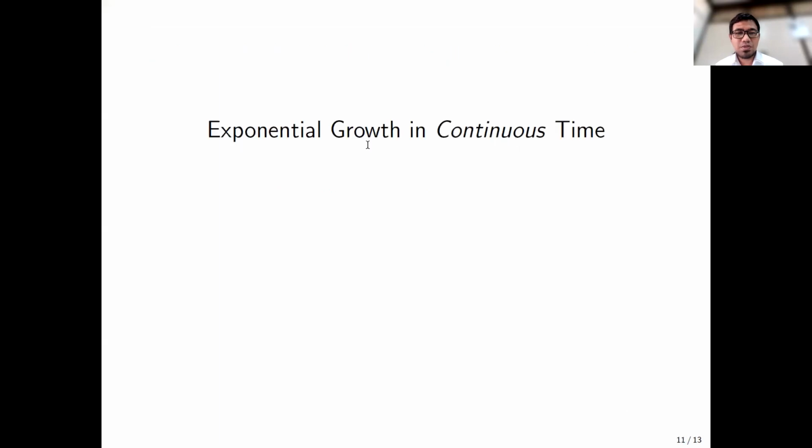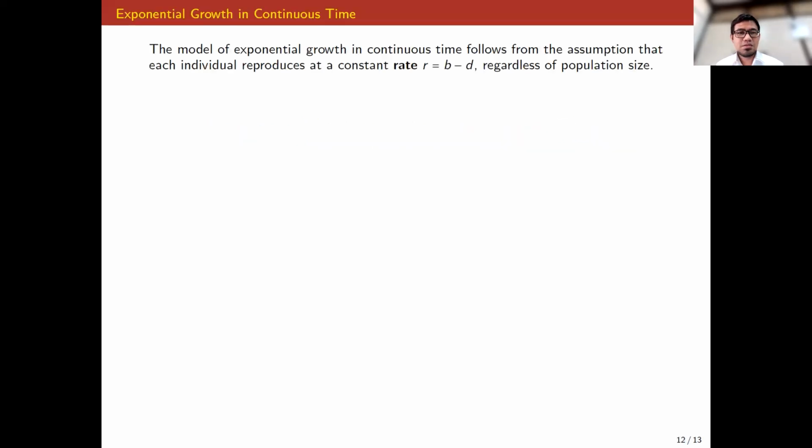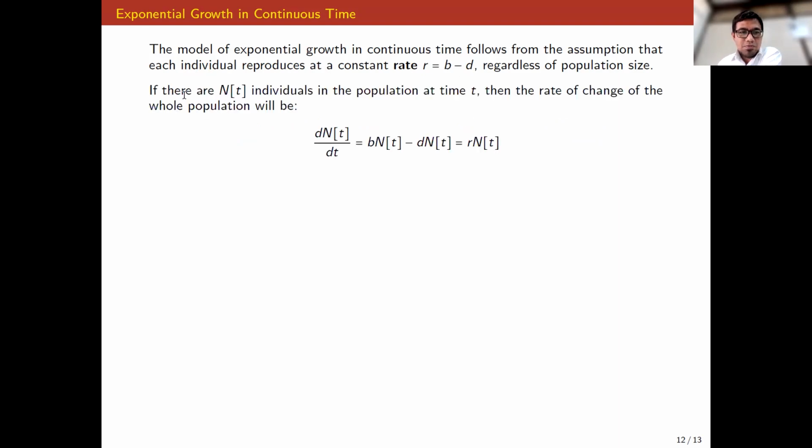Okay. So we will discuss the exponential growth in continuous time. Basically it is just the same as the discrete time. We also have the assumption that each individual reproduces at a constant rate, B minus D. This is just the same as the previous one. So if there are n t individuals in the population at time t, then the rate of change of the whole population will be this one.